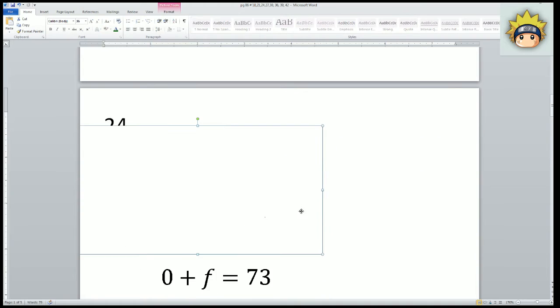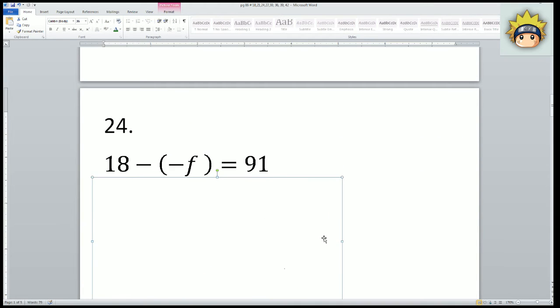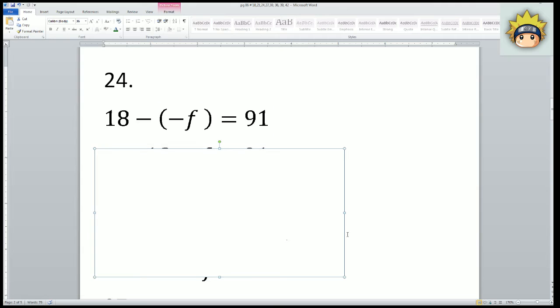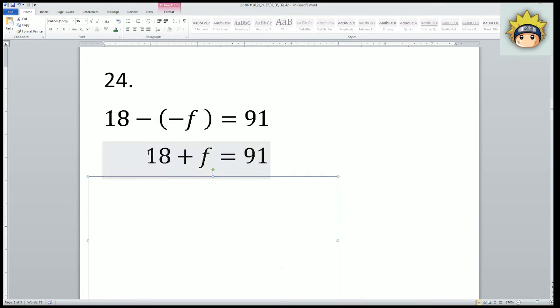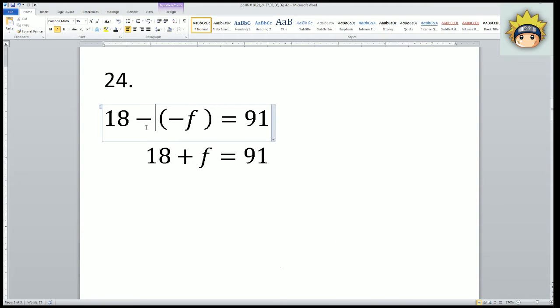Next problem. Okay, I have 18 minus a negative f equals 91. Again, same process, isolate for the variable. However, here, you see how there's a negative and a negative here? Let's simplify that. A negative times a negative is a positive, so it should look like 18 plus f. Some students could think about it as a negative 1, and you distribute the negative 1, right? And a negative 1 times a negative here is a positive.